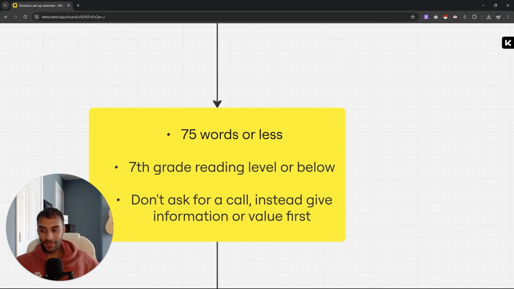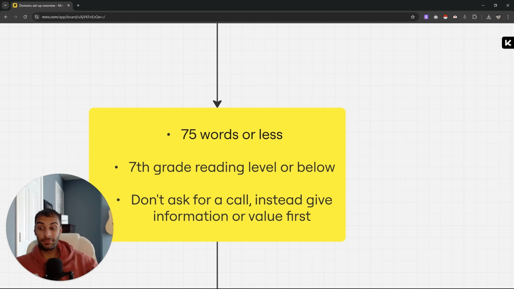Nobody wants to read a paragraph. If somebody texts you an entire paragraph or emails you an entire paragraph, you're going to dread opening and even reading all of that. And especially if it's a stranger. If a stranger texts or emails you a whole paragraph, you're just going to be like, what is this? Who is sending me this, right? And you're just going to send it to junk, or you're just not going to read it, right? So keep it 75 words or less.